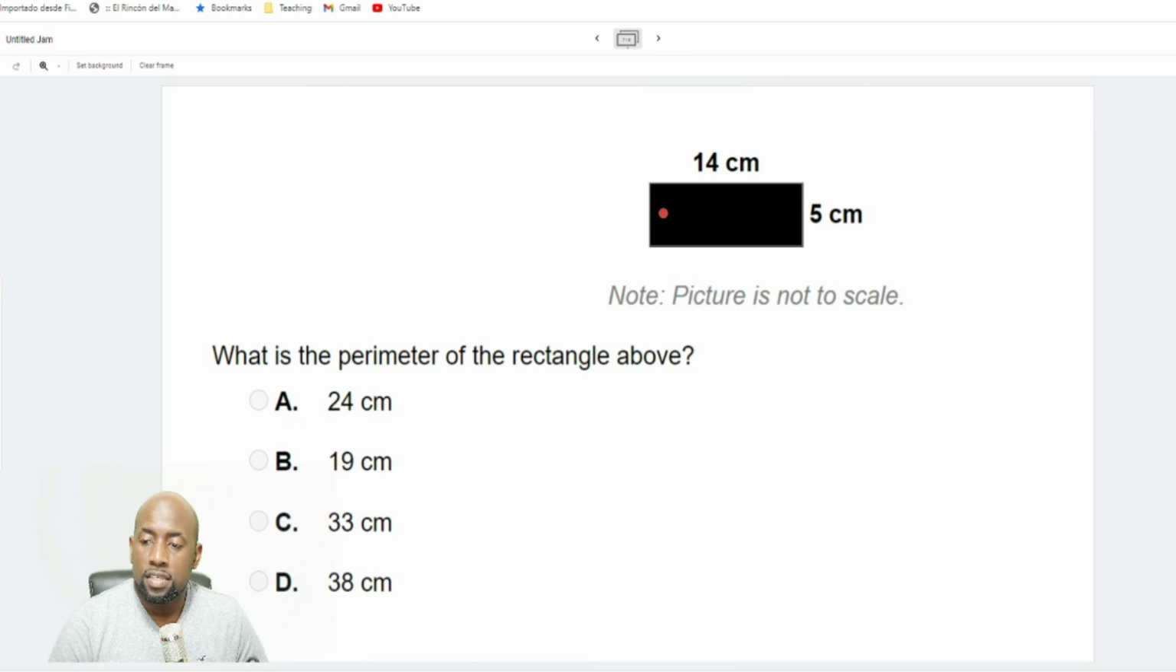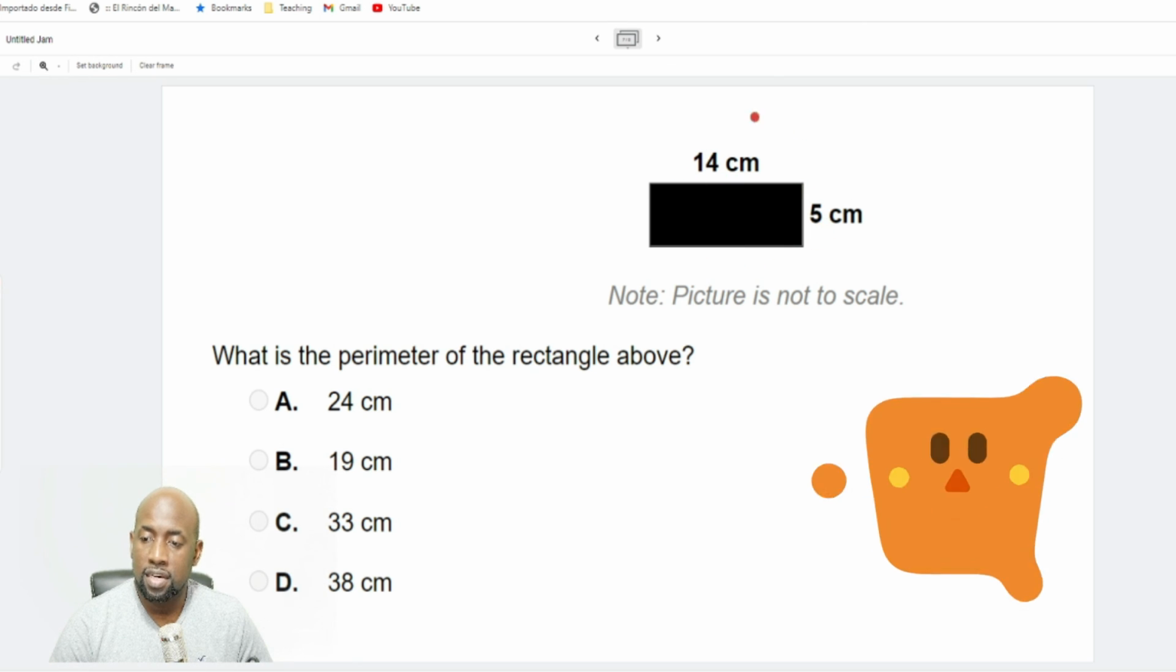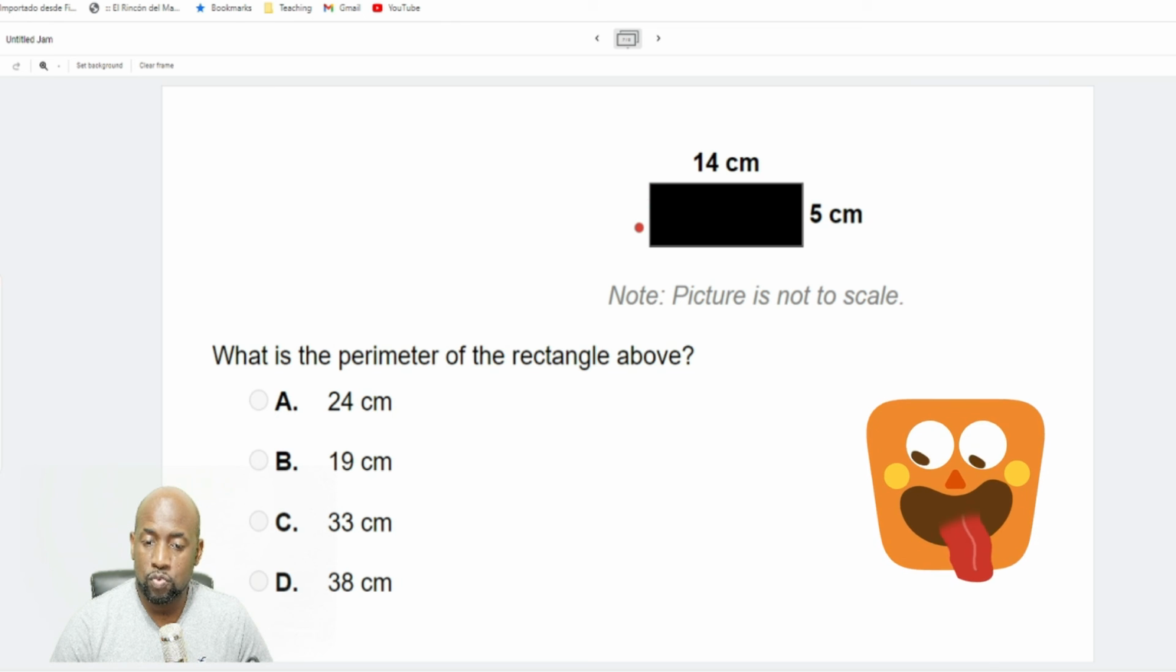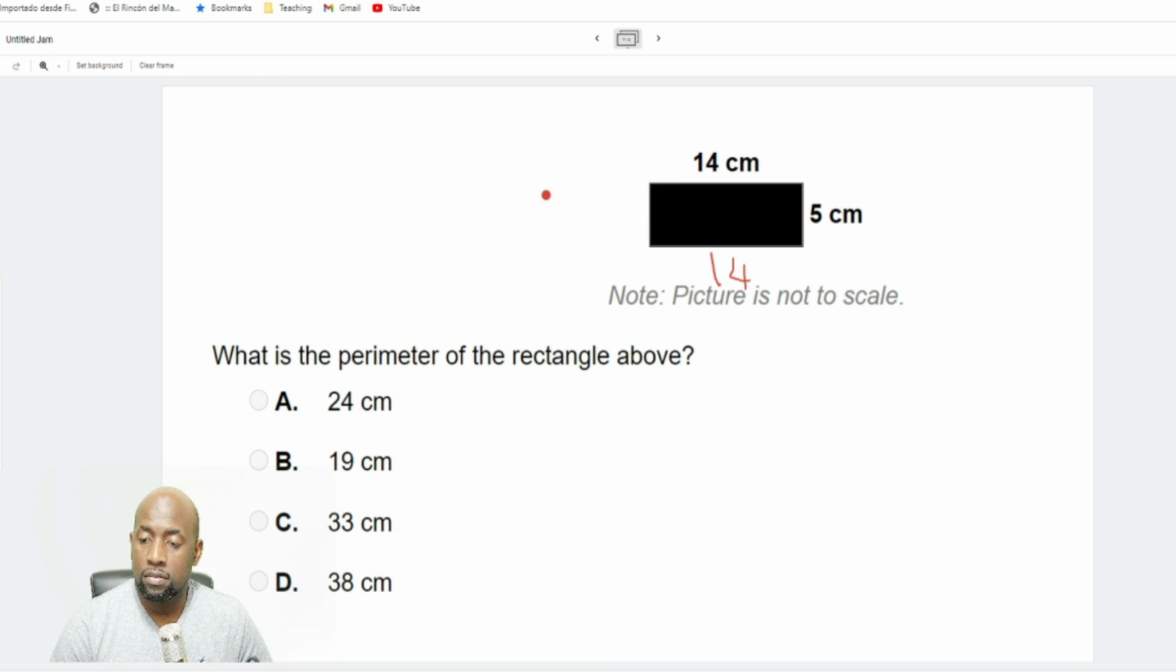Next. 7. Okay, we have to work on this before. Remember, if it's 14 here on this side, 14 is going to be here too. If it's 5 on this side, here is going to be 5 as well. So what do you do? You add, so you have to write your numbers down. And after you write them down, you can do your addition and find the correct answer for this. Perimeter is to add all the sides.